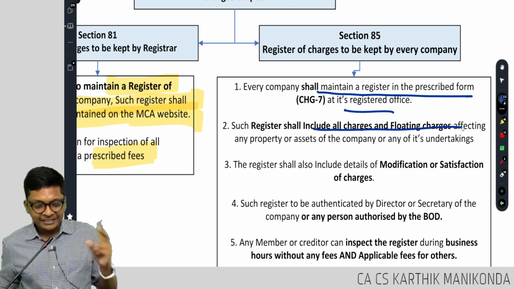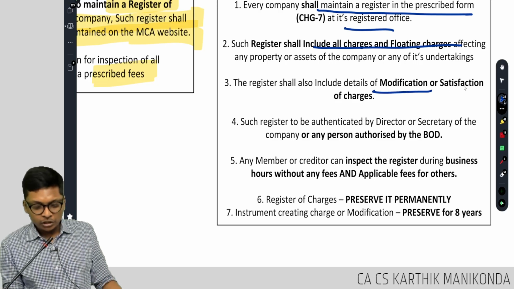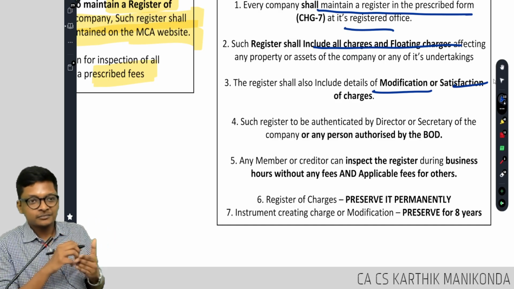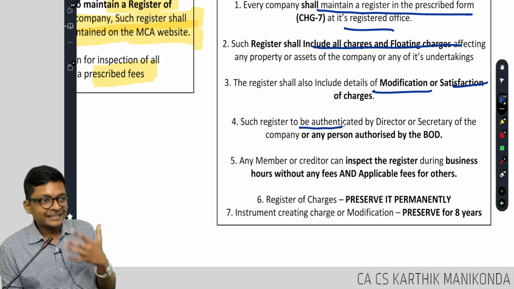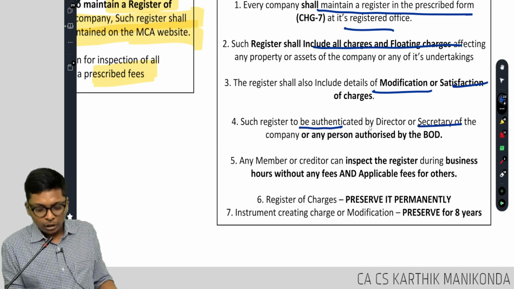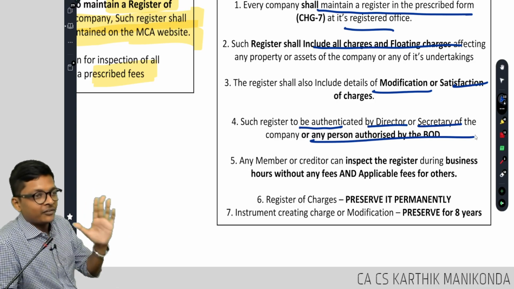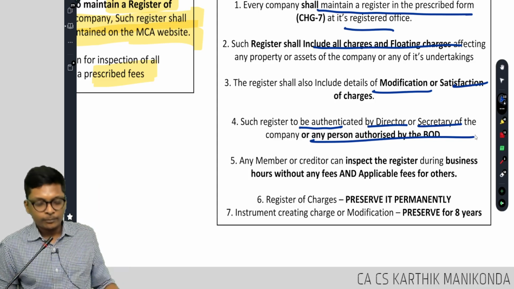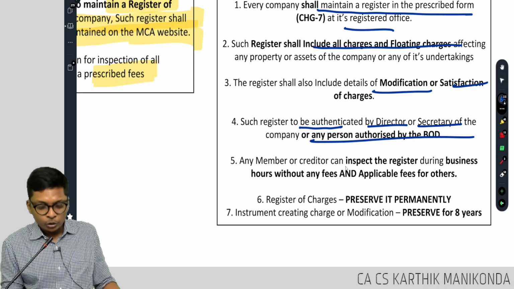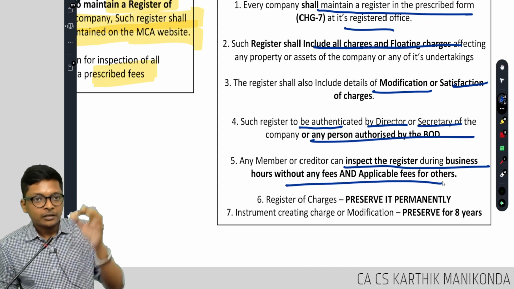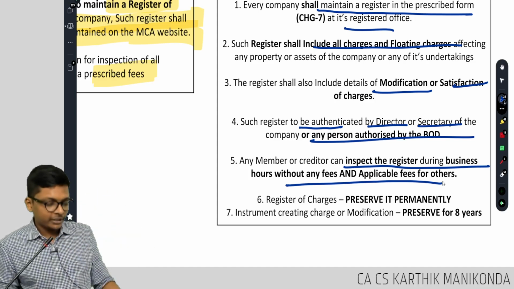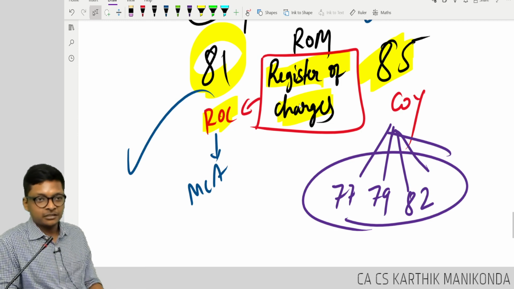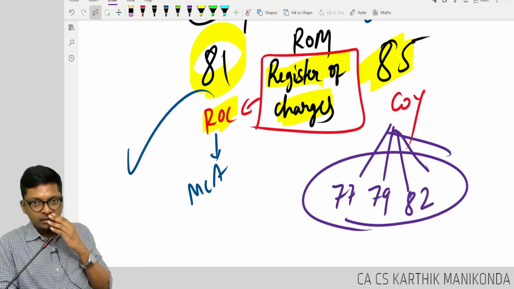For all charges, fixed and floating, any modification or satisfaction, and any document you maintain, someone should sign off. Who's that someone? You tell me, guys. Secretary, company secretary, or director, or any person authorized by the board of directors. That's it. Nothing to mug up here. They are not saying two directors. Person authorized by the board. Are you following? As a shareholder, you can go and inspect the same during business hours. Sir, then why, sir? 81, 85, you can still call it not there only. Useless section.